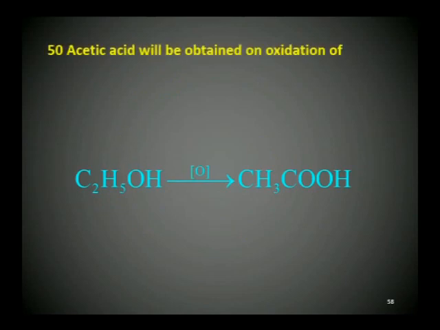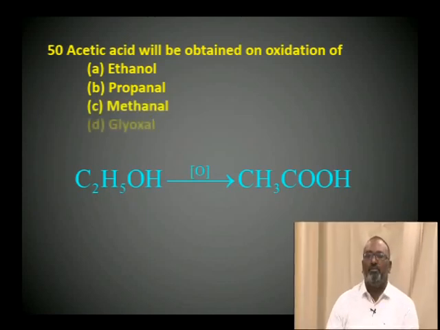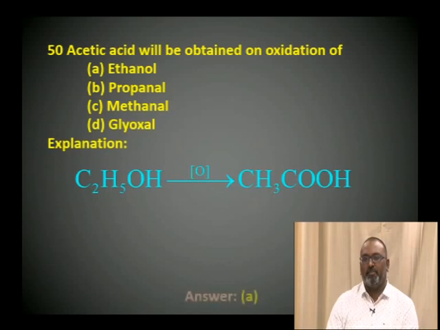Question number 50. Acetic acid will be obtained on oxidation of ethanol, propanol, propanol, methanol, or glyoxal. So when ethanol, that is ethyl alcohol, is oxidized, we produce acetic acid. So option A is the correct answer.